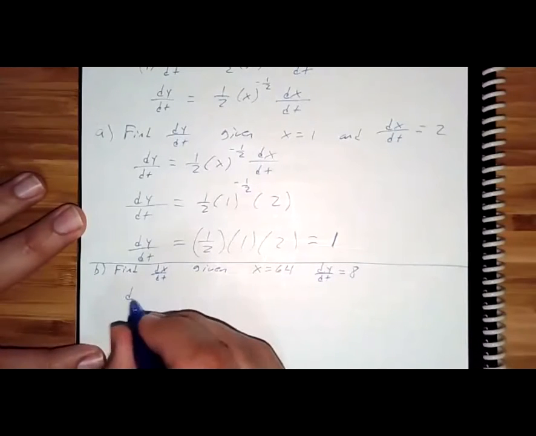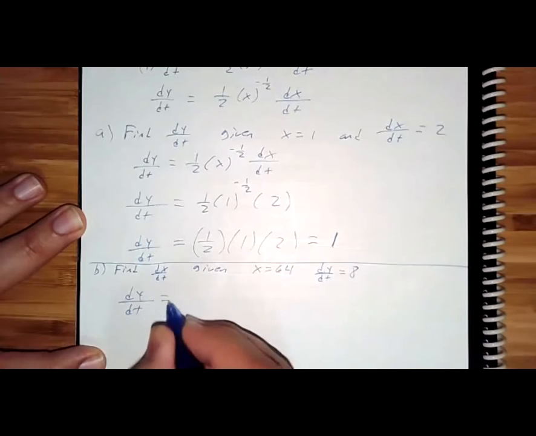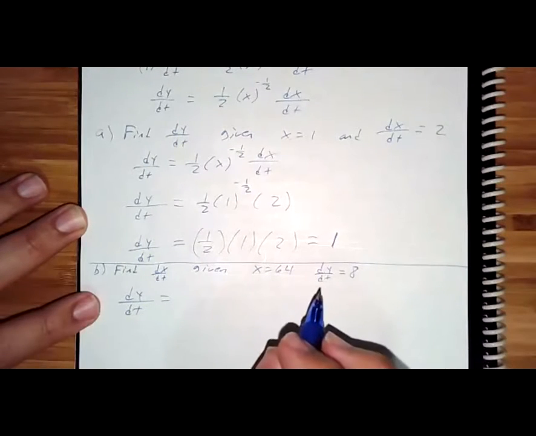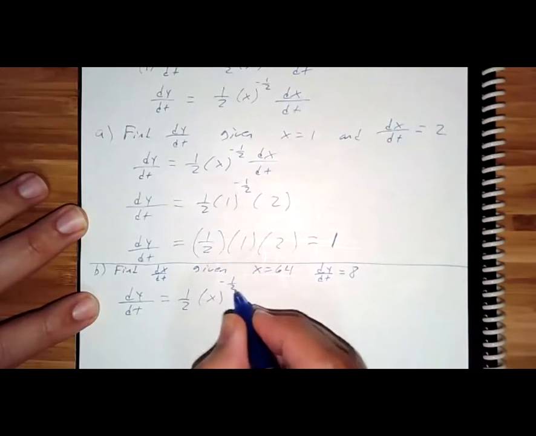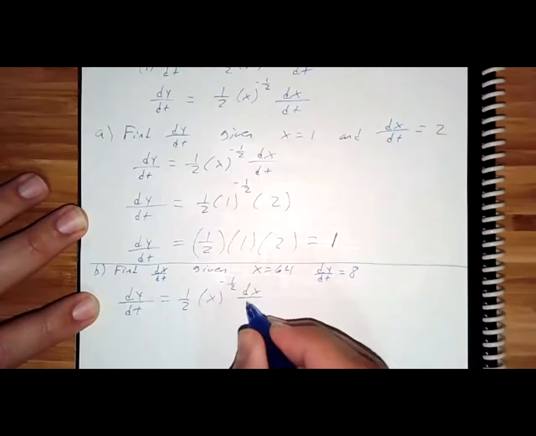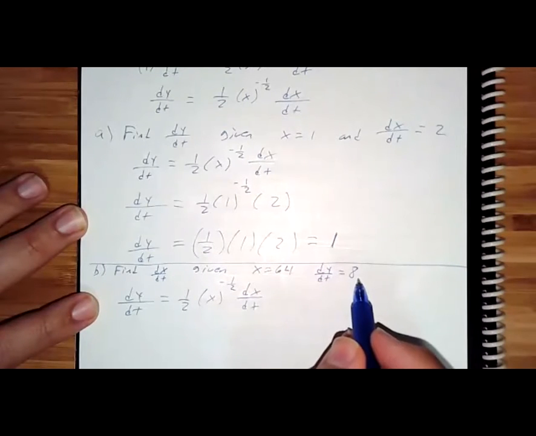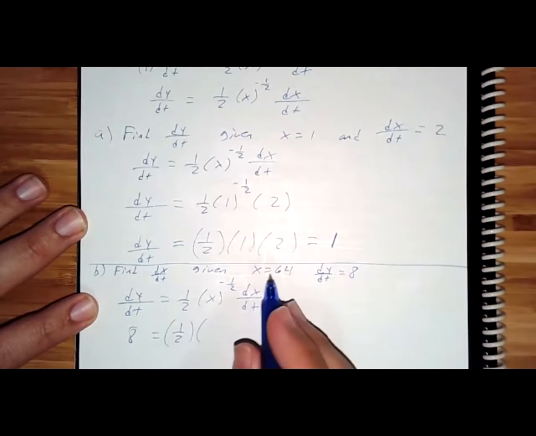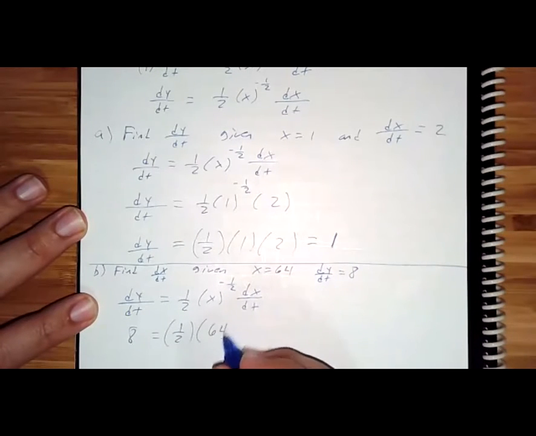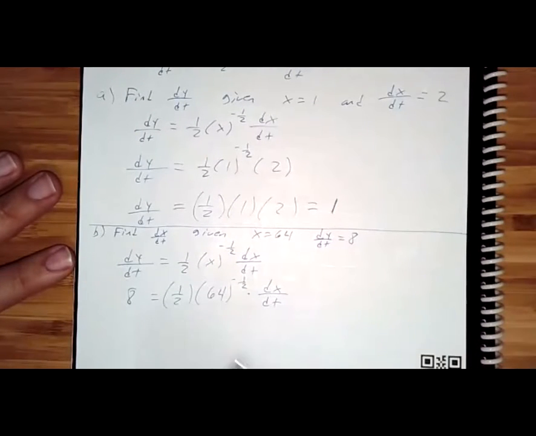Okay, well, we have the equation that we found earlier. Just write that again. It's 1/2 times x to the negative half times dx/dt. They gave me dy/dt, so this is going to be 8. The 1/2 is just chilling there. They said that x is 64, and now I have to solve for dx/dt. So punch this into your calculator or do it by hand if you want.